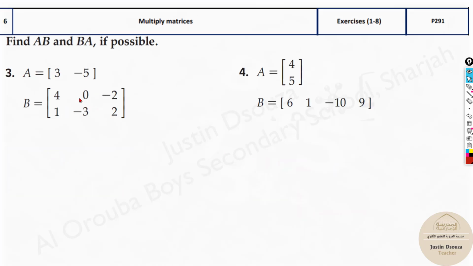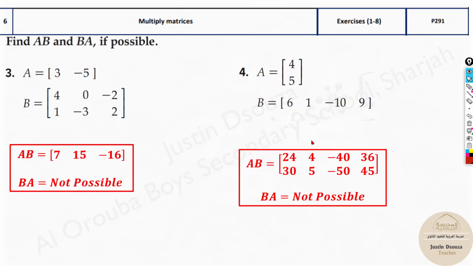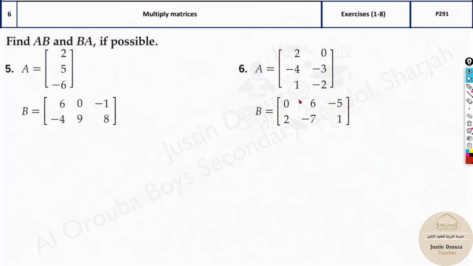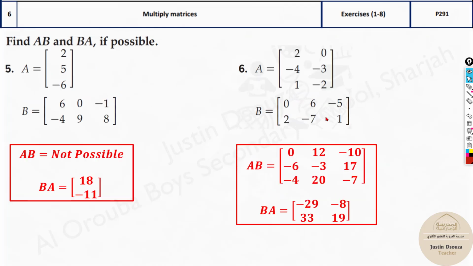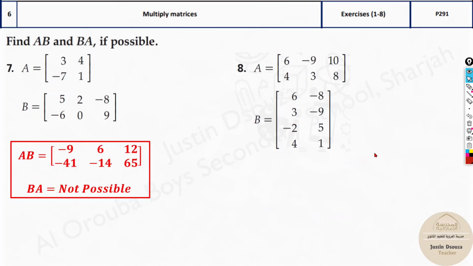And please do try these by yourselves. You can use the calculator method, or you can do the long method as well. Generally, you're supposed to have only 2 cross 2 or 3 cross 3 matrix, but over here there is 1 row, 4 columns. Try this by the method we just now saw. You need to multiply it, and then you will get the answer. Over here is the answer. It's very simple, but BA is not possible because it's a dimensional error. And same thing, please do solve these and then check your answers over here.